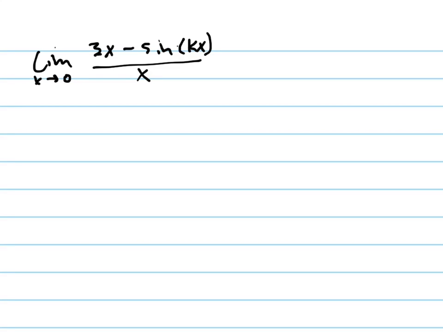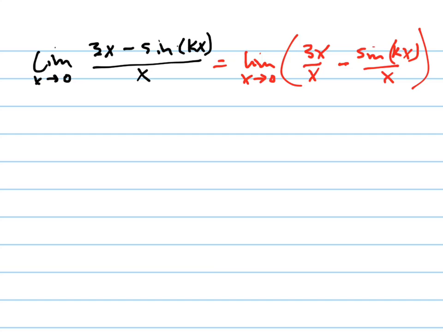Make more sense. All right, let's solve this. The limit as x goes to 0 of this mess. So what I'm going to do first is distribute this. So that's the limit as x goes to 0 of 3x over x minus sine of kx over x. These cancel.